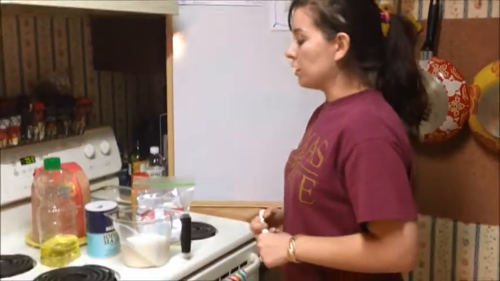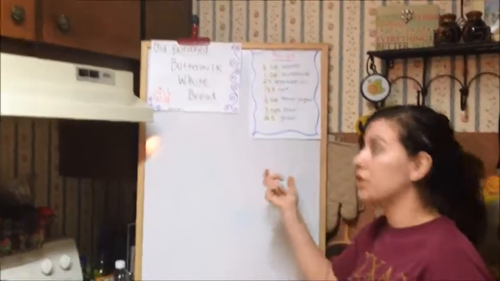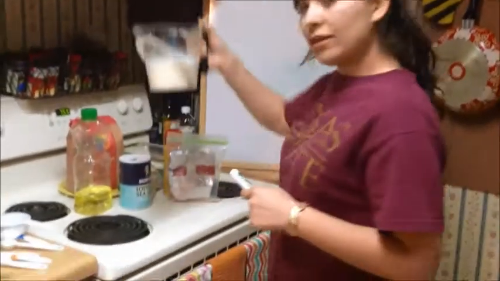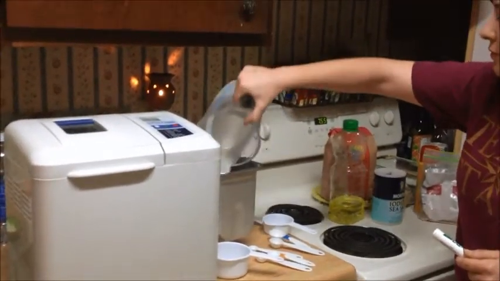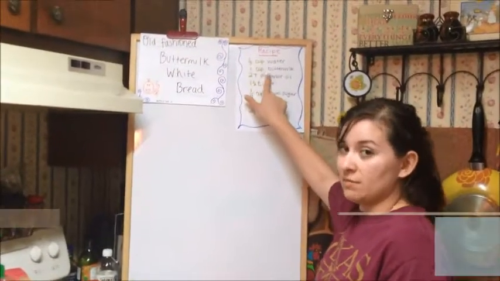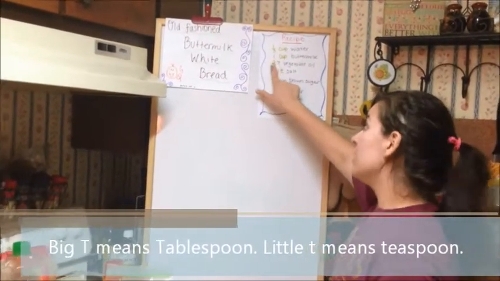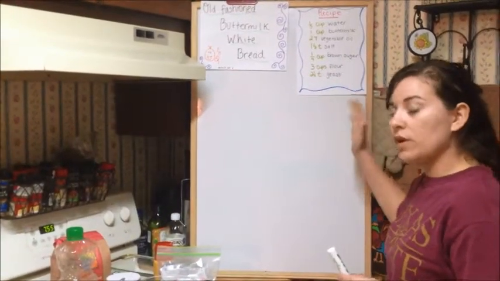Okay, I've added the water, and now we're just going to go ahead and add 2 cups of buttermilk because we know that 1 times 2 is 2. So here's the buttermilk. Okay. Next we have 2 tablespoons. Big T in recipes means tablespoons, and a little t like this means teaspoons. So we're going to do 2 tablespoons of vegetable oil. So we're going to do 2 times 2 is 4 tablespoons.